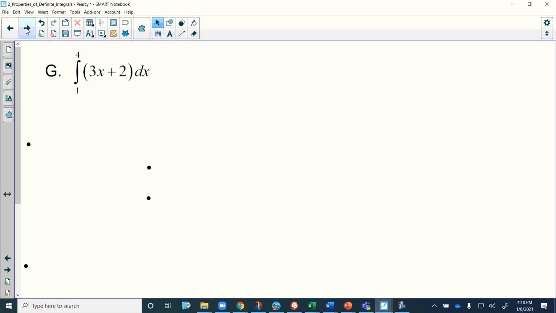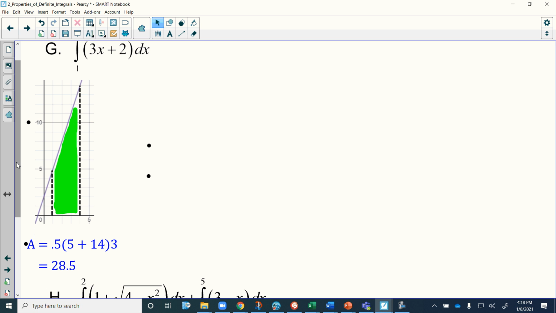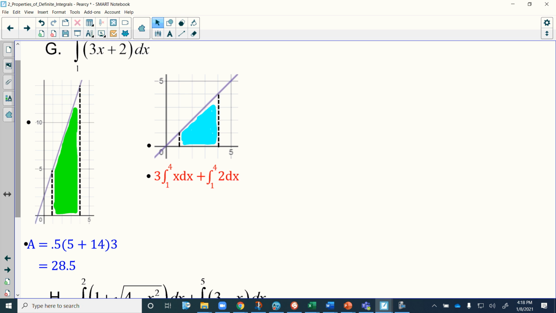Now here, this function g, I don't want to say things are going to get really tricky, but it's the same idea. It's a linear function for our integrand, and if I wanted to know the area, I'm going to just graph the function, and I have that trapezoid where I'm going to find the area. There we go, 28.5.